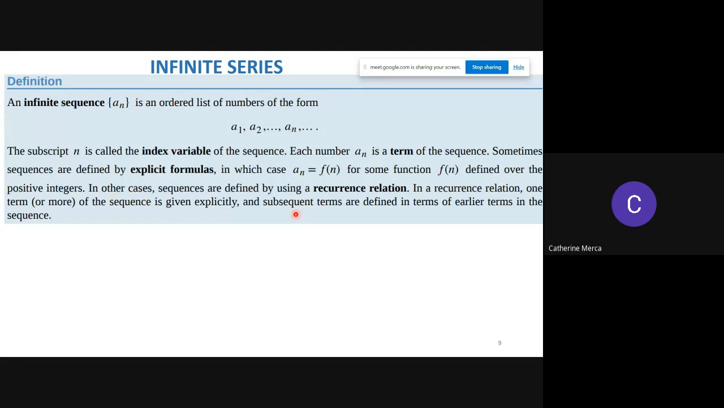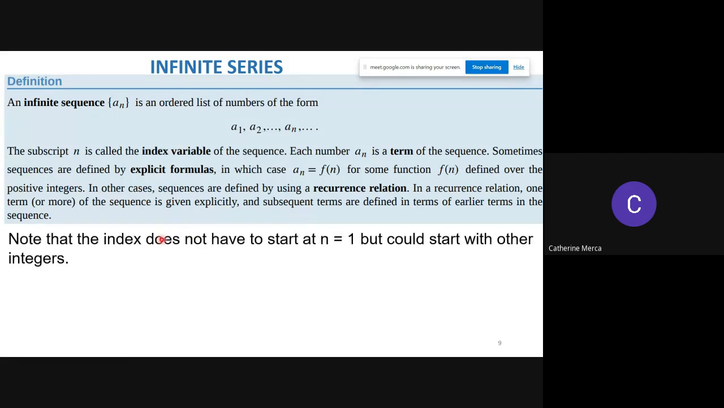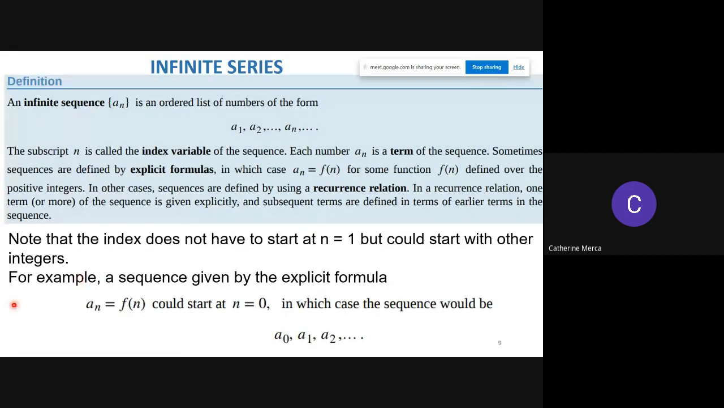Now, note that the index does not have to start at n equal to 1, but could start with other integers. So meaning to say, in the explicit formula, you can have a sub 0, a sub 1, a sub 2. You can also have that when n is equal to 0. You just consider the function a sub n equals f of n.